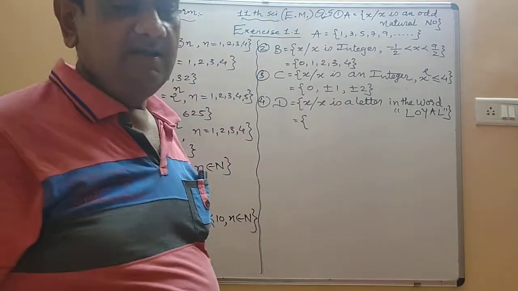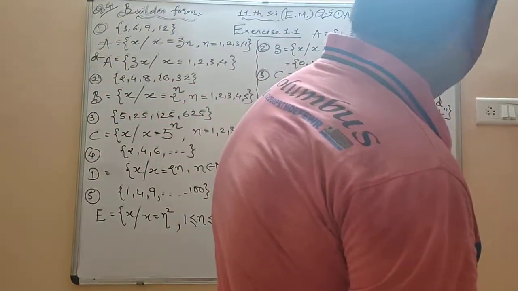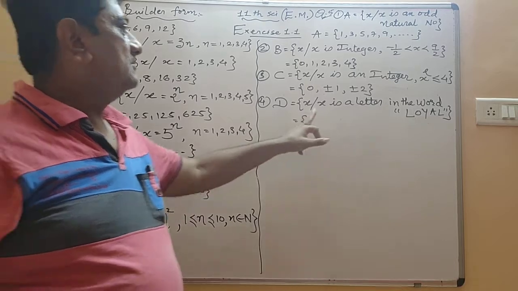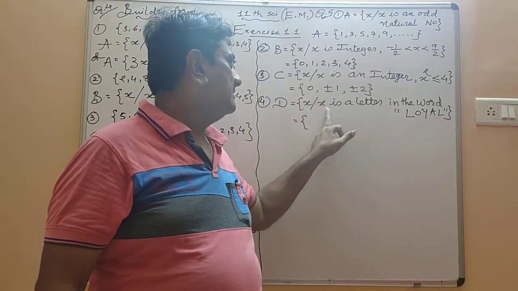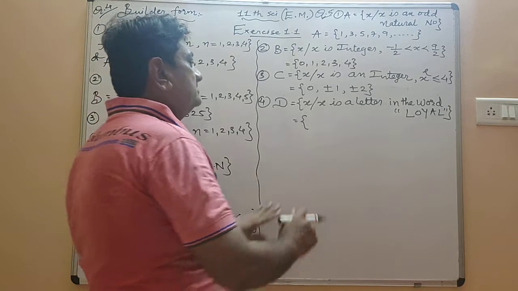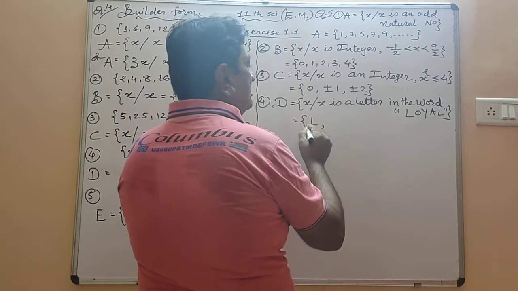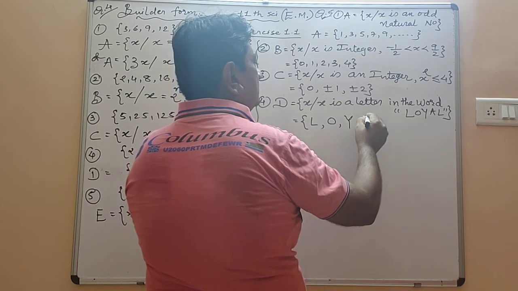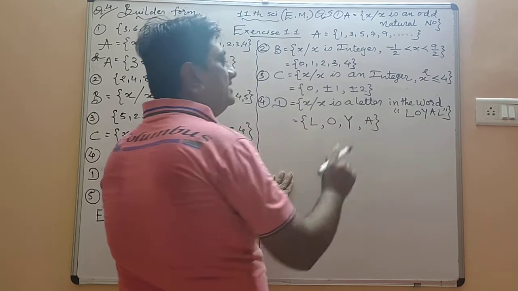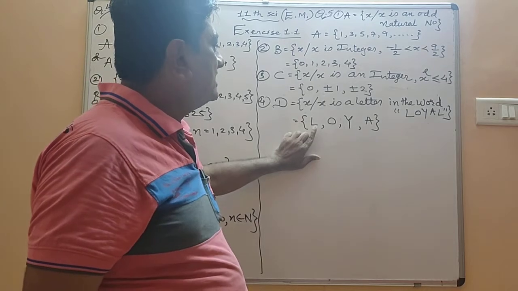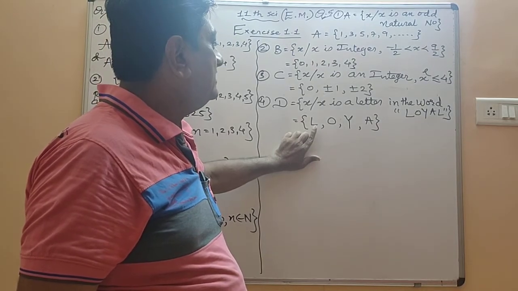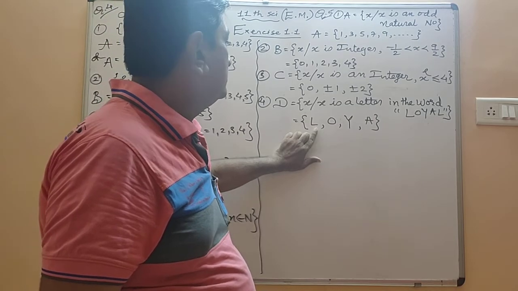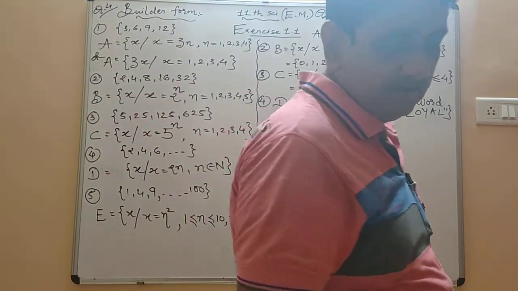A word is given, loyal, L-O-Y-A-L. If you write these letters in the set, then the first alphabet is L, second is O, third is Y, fourth one is A, and fifth one is L. But L is already counted, and don't write L again in the set. Same elements are not allowed in the set.